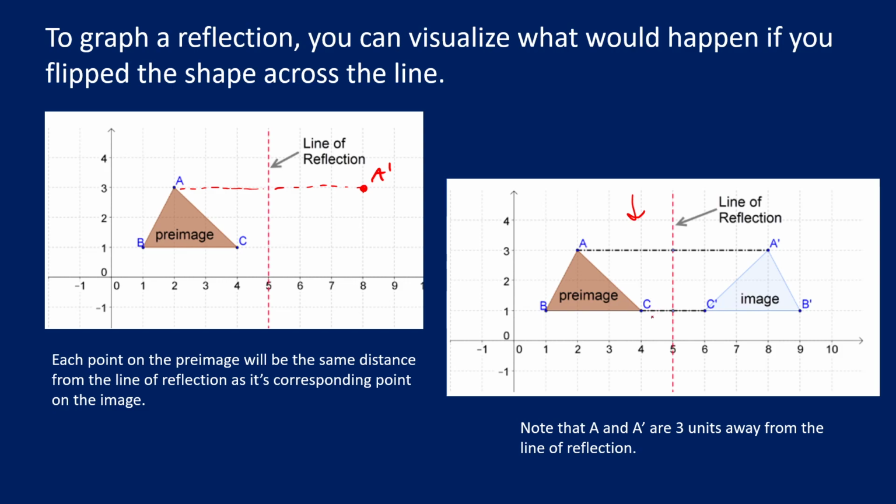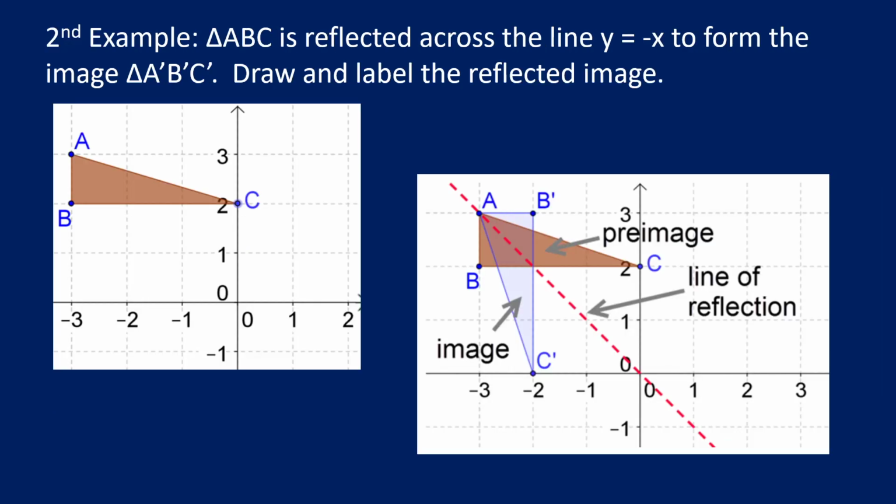C is 1 unit away, so C prime is going to be 1 unit away. And likewise, B is 5 units away, and so B prime, same thing. So you can simply look and decide, I just need to go by the same amount in the opposite direction from the line of reflection. And that will work just fine. It's a little bit harder with diagonal lines. It's easier with straight lines, horizontal and vertical, that is.